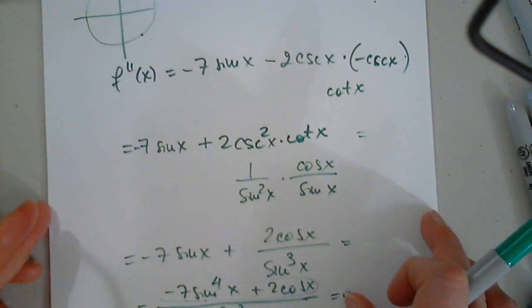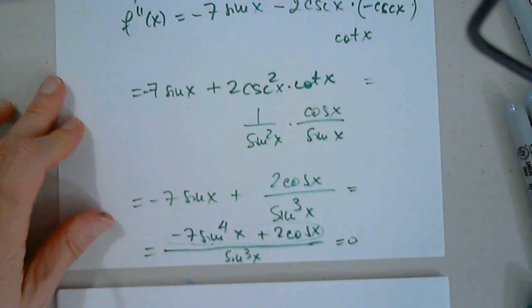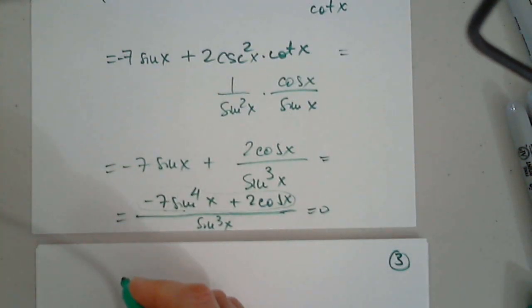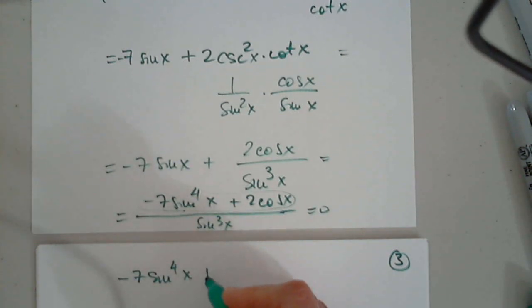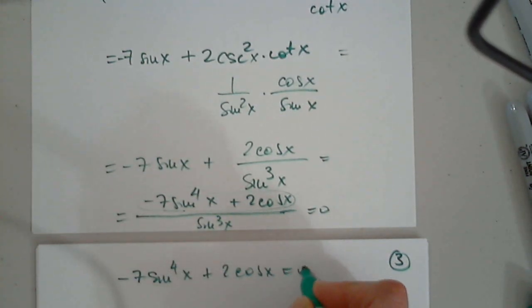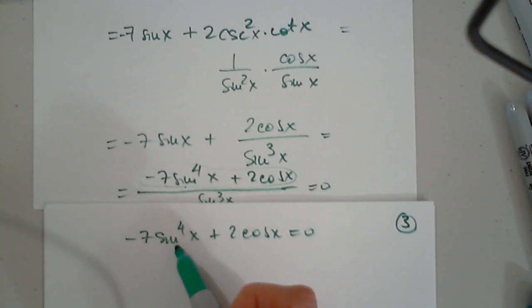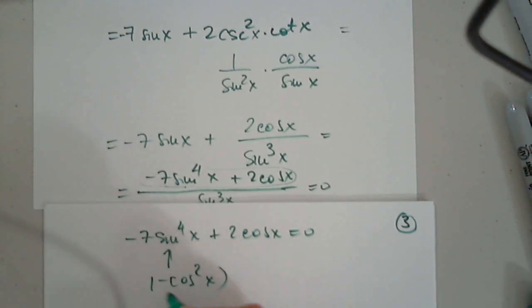So negative 7 sine to the 4th plus 2 cosine x over sine to the 3rd. Wow! So now I have to set this equal to 0 and solve this equation. So, negative 7 sine to the fourth x plus 2 cosine x equals 0. I have to change this into 1 minus cosine squared squared.